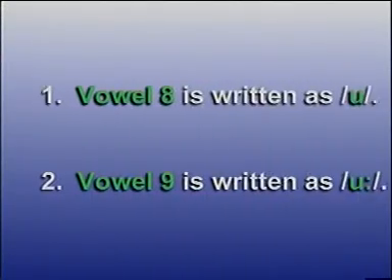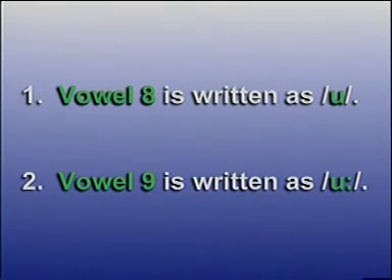Now let us identify vowels 8 and 9. Here they are. Vowel 8 is written as U, and vowel 9 is written as U.